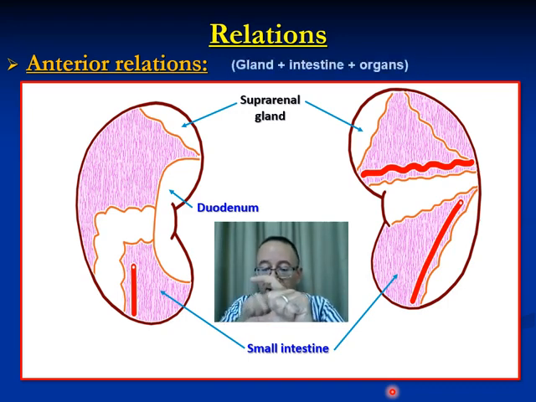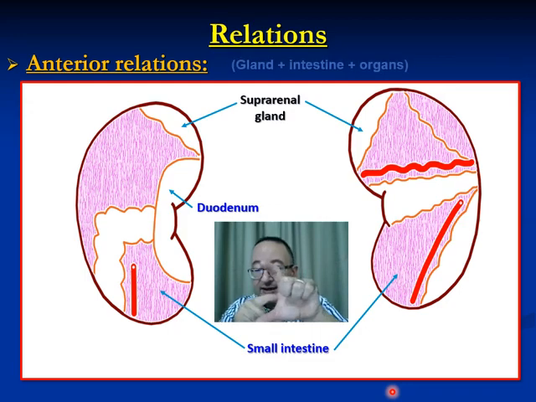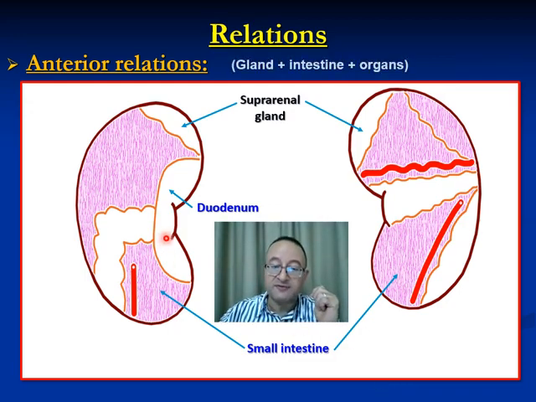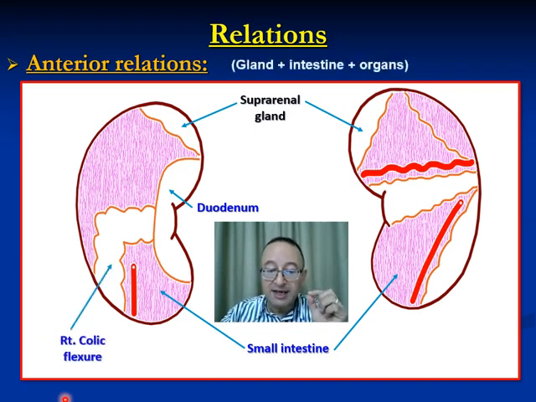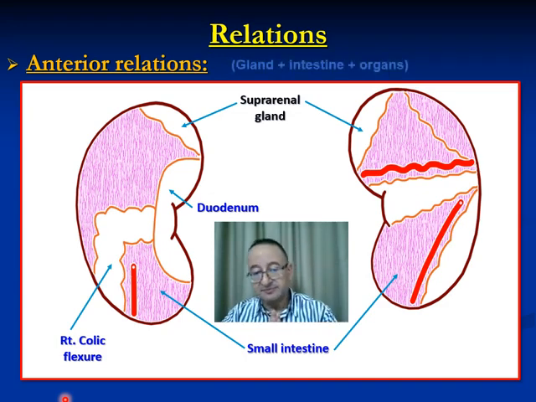C-shaped. The middle part, this is called the second part. It is related to the anterior surface of the right kidney, just near to the hilum. The last part of the intestine related to the anterior surface of the right kidney is this part. It's called right colic flexure. Right colic flexure. It is a part of the large intestine.